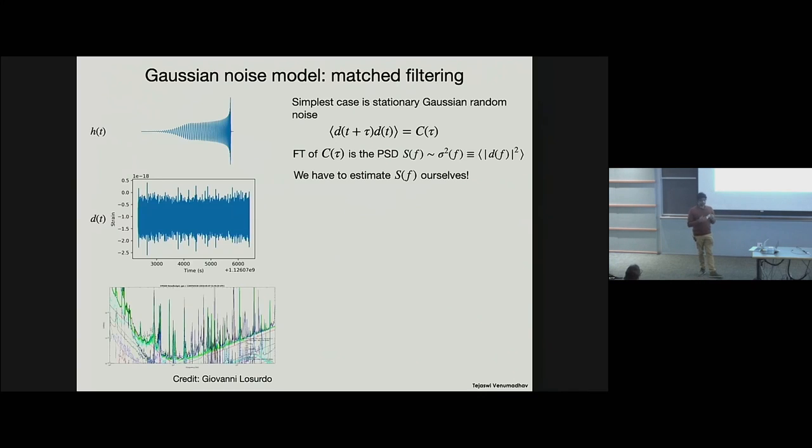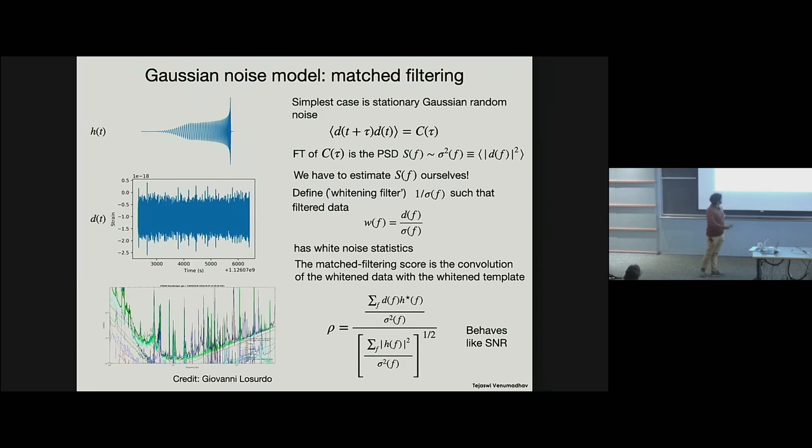That is, its statistics are completely known once you know its autocorrelation function, or equivalently its power spectral density, which is this S of f or sigma square of f. And even though the experimentalists have carefully designed the experiment, they cannot tell you what S of f is. If you're analyzing the data, you have to measure it for yourself.